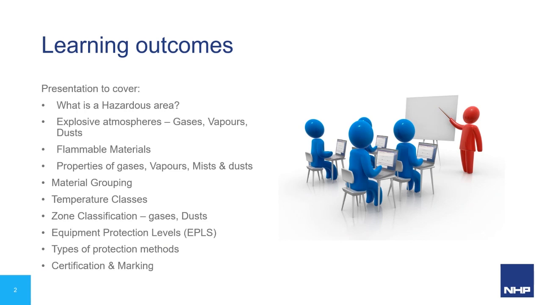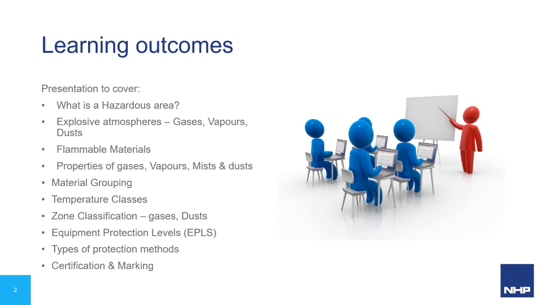So this presentation will cover what is a hazardous area, where they are, and we'll quickly go into who's responsible for identifying these. Then we'll go over explosive atmospheres of gases, vapors, and dusts, and what conditions are required for these explosive atmospheres to occur, followed by covering flammable materials, and we'll talk about how they behave, which can give rise to an explosive atmosphere. And then we'll move on to the properties of gases, vapors, mists, and dusts, and talk about the properties of these materials that can affect the likelihood of combustion.